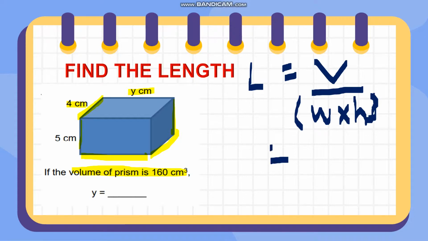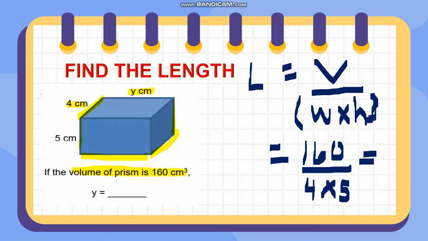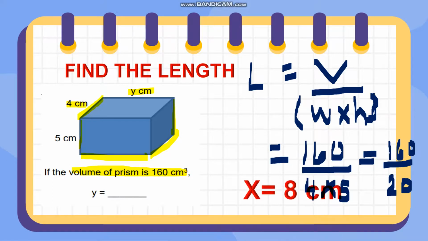What is the given volume? The given volume is 160, right? And what is the width? The width is equivalent to 4 and the height is equivalent to 5. So what is 4 multiplied by 5? That is 20. Then you have 160 here. So 160 divided by 20 is equivalent to 8 centimeter.